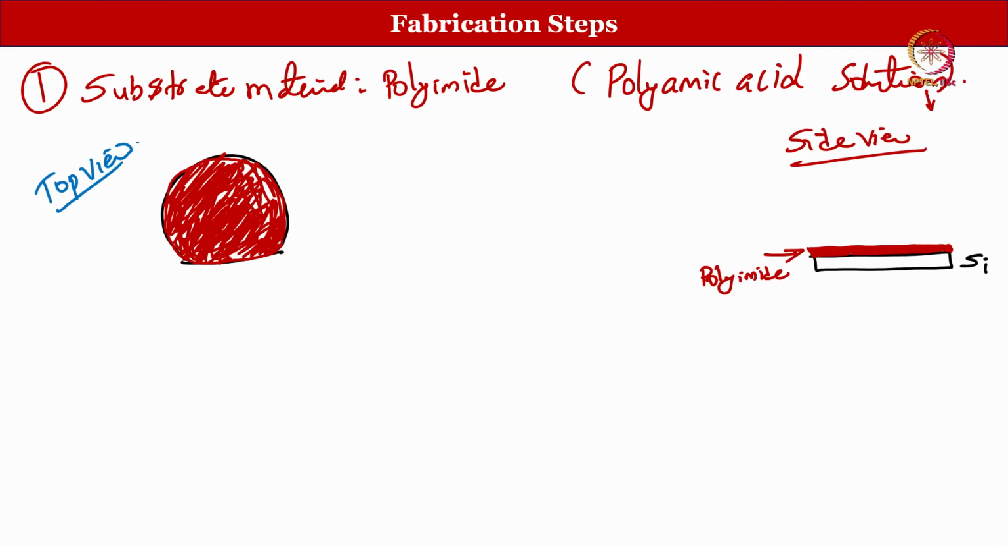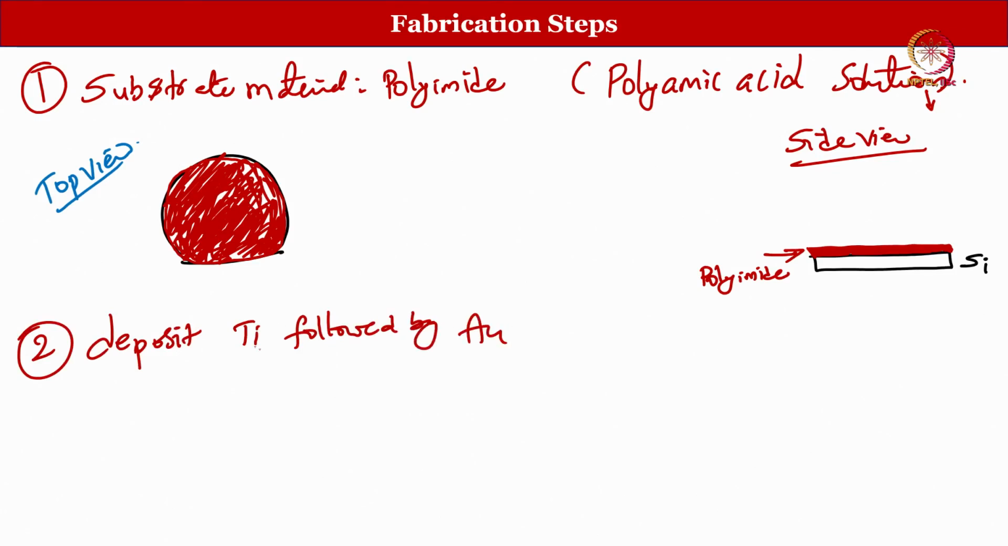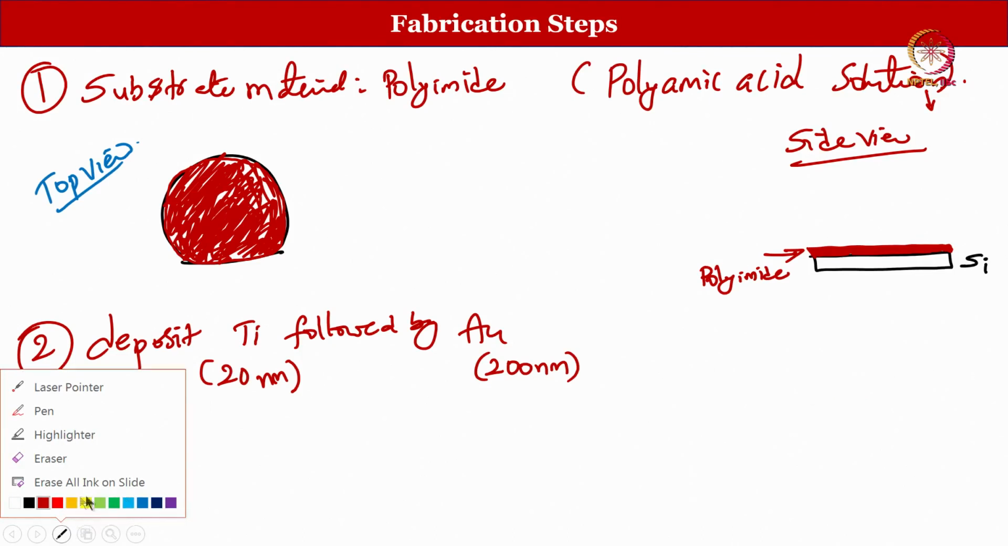Now, the first step is done. Now, what is the second step? Then you deposit Ti followed by gold. How much thickness? 20 nanometer thick Ti and 200 nanometer gold. You might have seen thermal evaporation and all those things. So, assuming that you know all those things, I am just skipping those steps. I will just draw the side view.